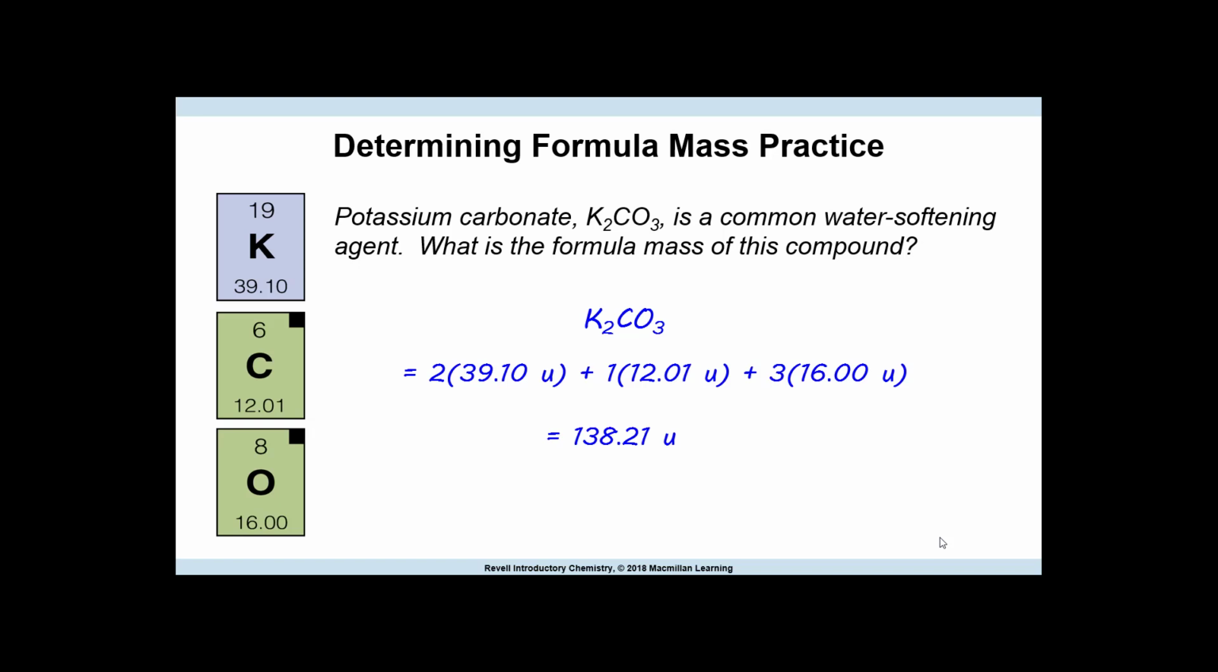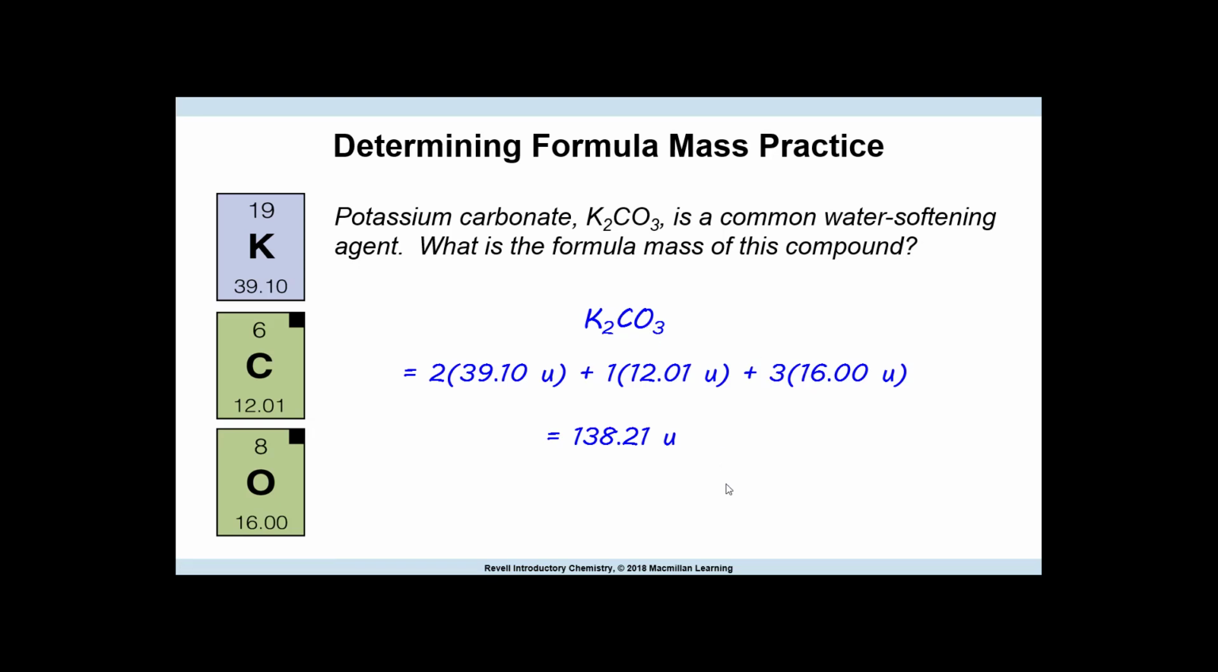So we have to look at all of this. Here we have 2 times the mass of potassium plus 1 times the mass of carbon and 3 times the mass of oxygen. We add this together, and you can see this is from the periodic table. The mass is 138.21. So this is how we're going to start looking at compounds and building them up. One thing I want to point out: you have to account for each one. In this case, there's 2. In this case, there's 3. And you have to account for all this.